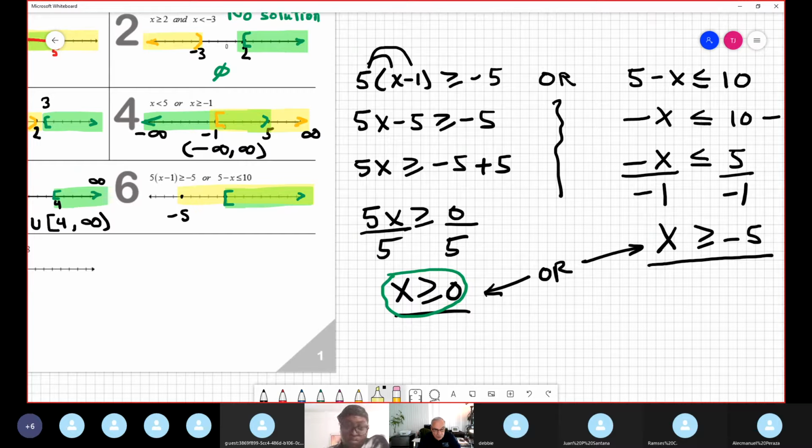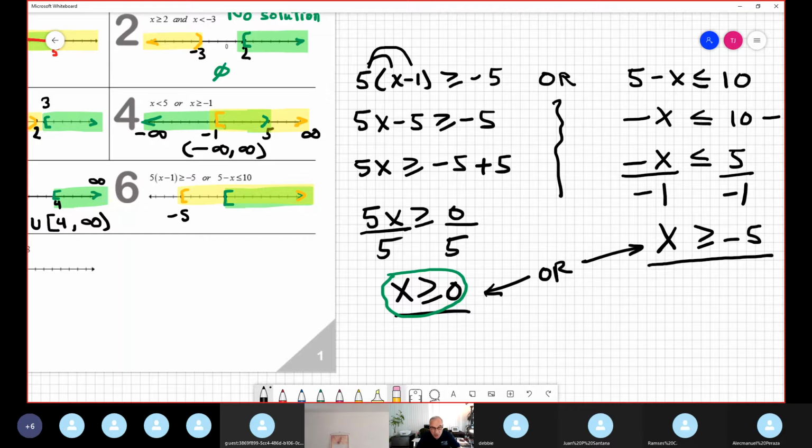Include negative 5, of course. Include negative 5 bracket here. In this case, something not weird, but something not typical happened. The green interval is totally inside the yellow. The yellow is bigger.